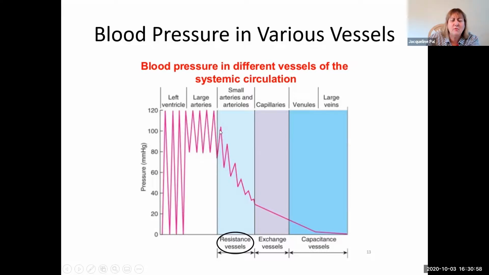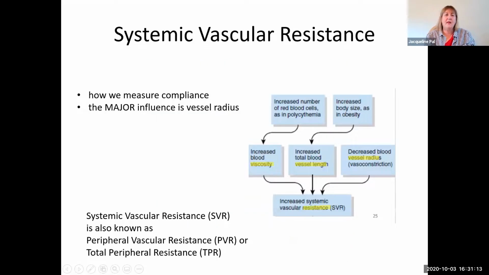Now, as we move through the muscular arteries into the arterioles, what we'll notice is that the systolic blood pressure is progressively falling, as well as the diastolic blood pressure. So these are our resistance vessels. Which brings us to the term systemic vascular resistance. This is how we measure compliance. So you need to go back and look at what affects this.